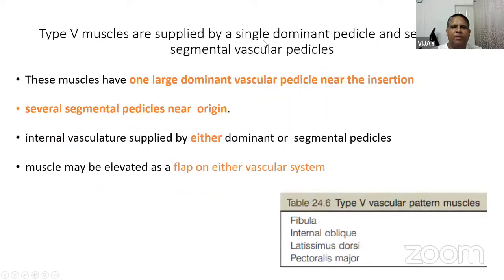Type 5 muscles are supplied by a single dominant pedicle and multiple secondary segmental pedicles. So these muscles have the secondary segmental pedicles near the origin and the large dominant pedicle near the insertion. Once again, I'll repeat, it has the secondary segmental pedicles near the origin and the large dominant pedicle near the insertion. The internal vasculature can be based on either the dominant pedicle or the multiple secondary segmental pedicles. So the basic examples are latissimus dorsi and pectoralis major. Also the fibula and the internal oblique are good examples for type 5 muscles.